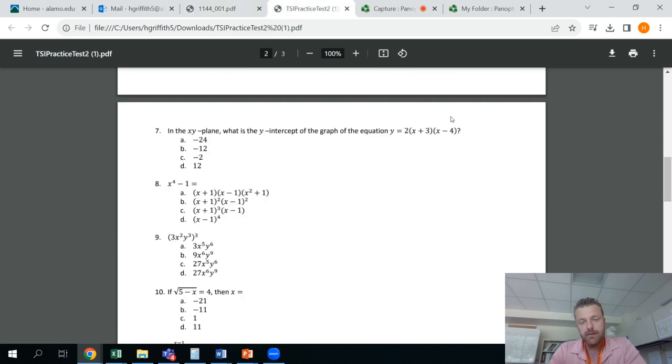So what that tells us is that for this equation, when x is 0, y equals minus 24. The value of y when x is 0 is the y-intercept. So the answer here is just A. Let's look at question 8.